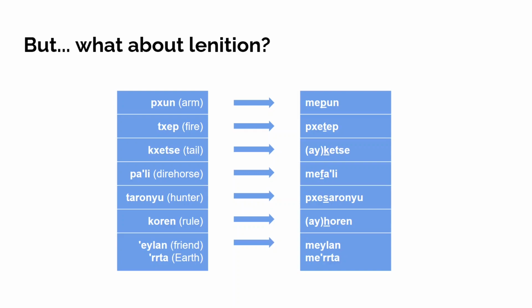And then last we have 'Rrta, which is the planet Earth. Me'Rrta, so here the glottal stop stays for the simple reason that the glottal stop is in front of the r. So we have the exception here, it has to stay.